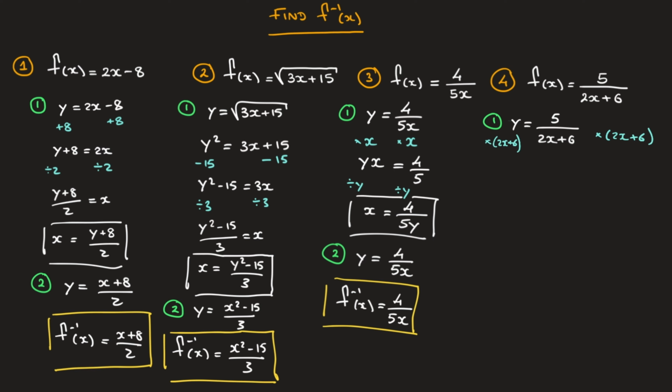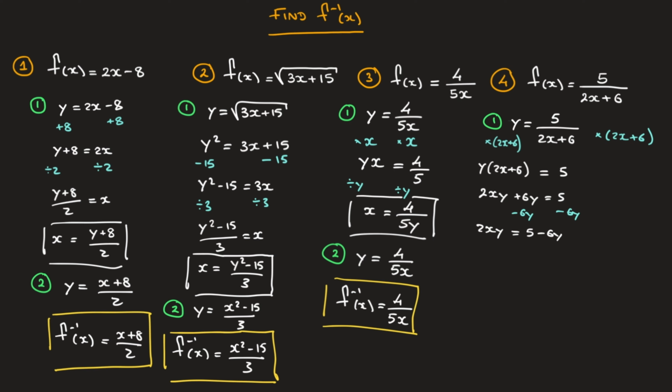And so the left-hand side becomes y times (2x plus 6), which equals 5. I now distribute the y across this pair of parentheses, which leads us to 2xy plus 6y equals 5. Now I get rid of the 6y on the left-hand side by subtracting 6y from both sides. So this becomes 2xy equals 5 minus 6y.